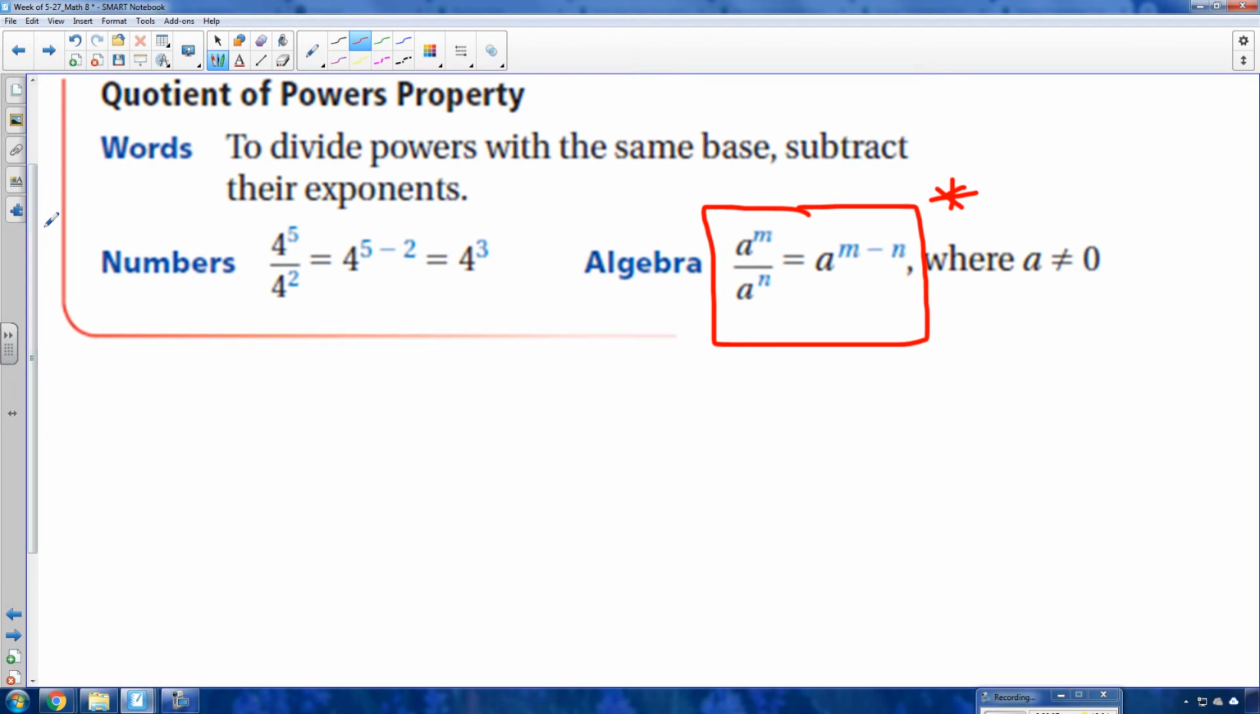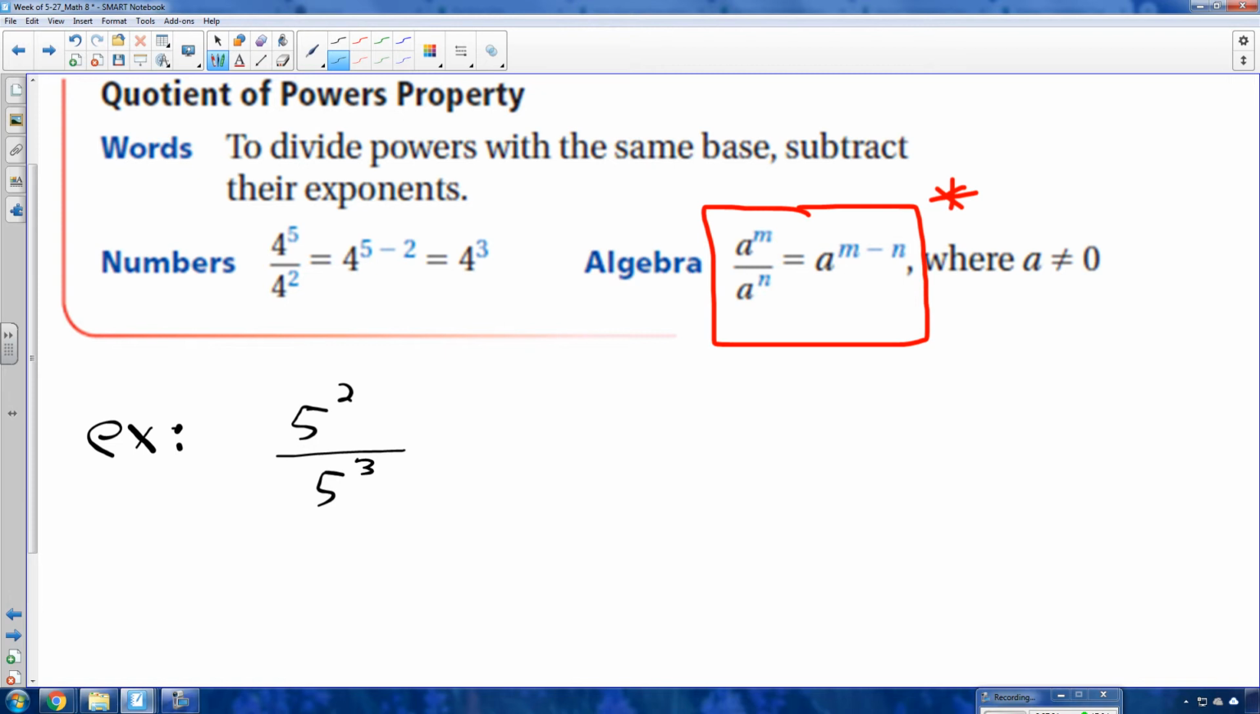Example: let's say we had 5 to the second over 5 to the 8th. Or actually, 5 to the 8th is good. Sorry, 5 to the 8th. Or even, I'm going to make it 5 to the 3rd, okay?